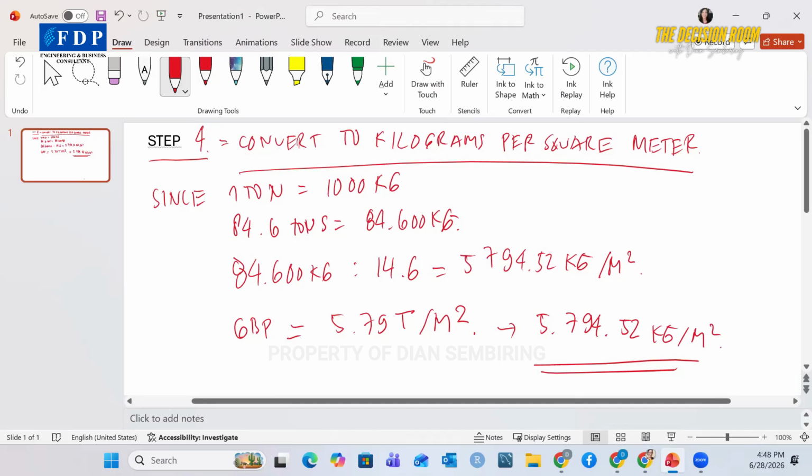Okay, so the final answer for this calculation: total crane weight 84.6 tons, total track area 14.6 square meters, ground bearing pressure 5.79 tons per square meter, and ground bearing pressure 5,794.52 kilograms per square meter.